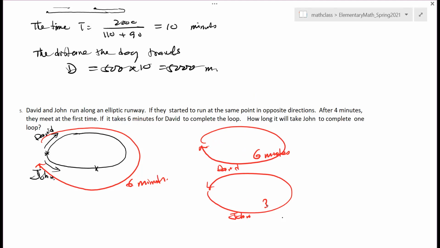But in order to figure out John's time, if you know the relationship between the speeds for the same distance traveled, then you can solve the problem. Let me give you this hint. So think about that.